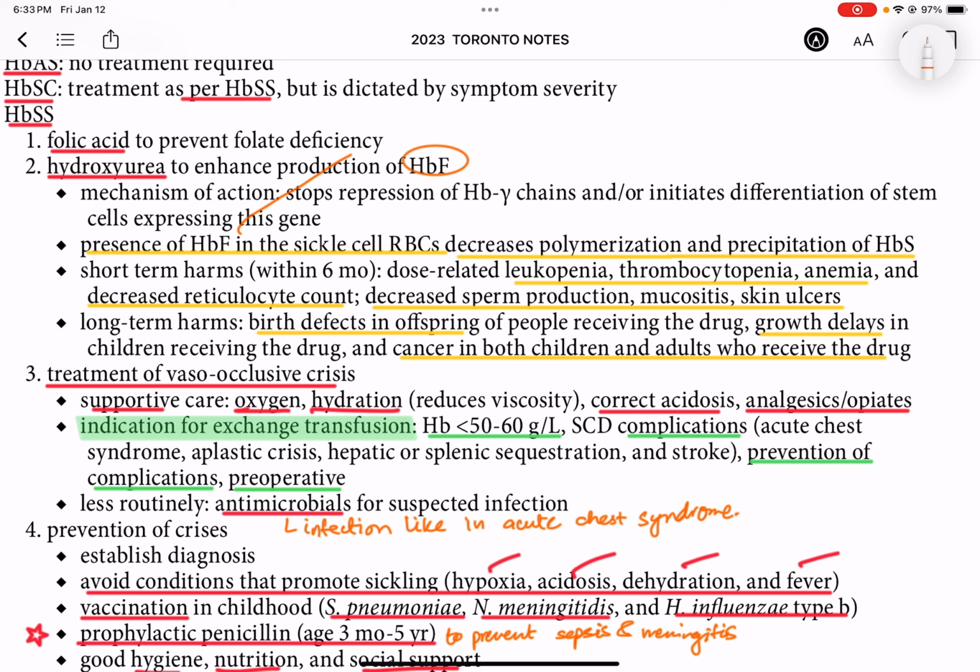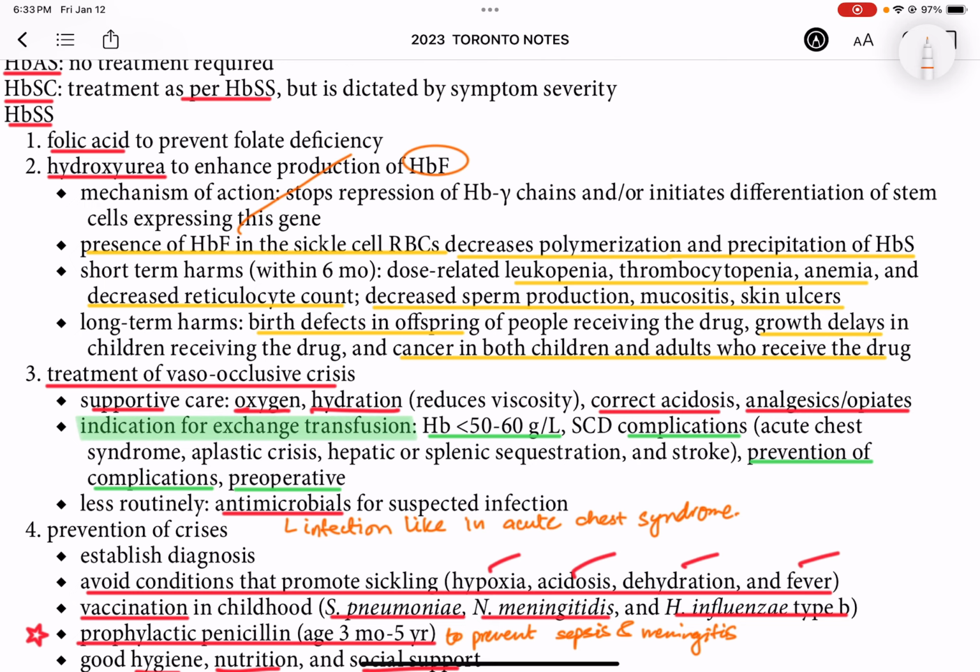So these are the side effects of short-term usage of hydroxyurea, but long-term use can lead to birth defects in the offspring of people receiving the drug. So if a man is receiving the drug, they can have birth defects in their offspring. And the children who are receiving this drug can have growth delays. So in adults, they will have problems in their babies. In children, they will have growth delays. And in children and adults both who receive this drug, they are at higher risk of cancer. So it's not that good, but we use it depending on the ratio of benefits to risks.